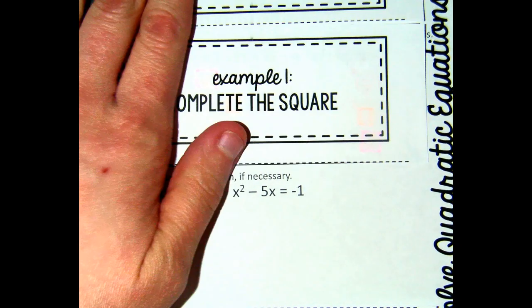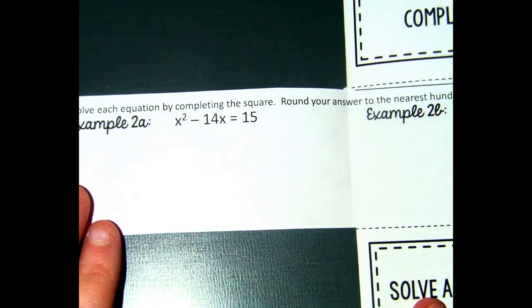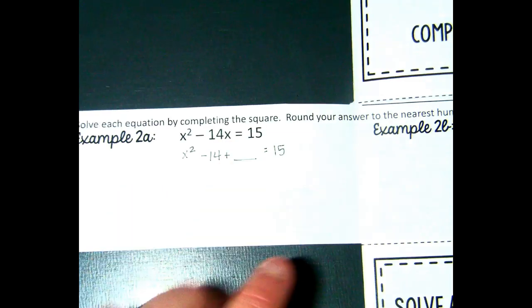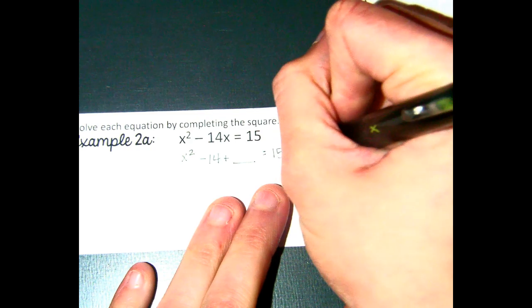Example 2. Example 2a. What's the difference in this and what we just did? There's not a C. So you know what we need to do? We need to make a hole so there is a C. X squared minus 14x plus blank, we don't know what it is yet, equals 15. Now, if I do something to one side of the equation, what else do I have to do? So I'm going to put a plus blank on that side too. Oh, yes we do, sorry. Thank you for asking. I accidentally forgot my x, so make sure you put it there.